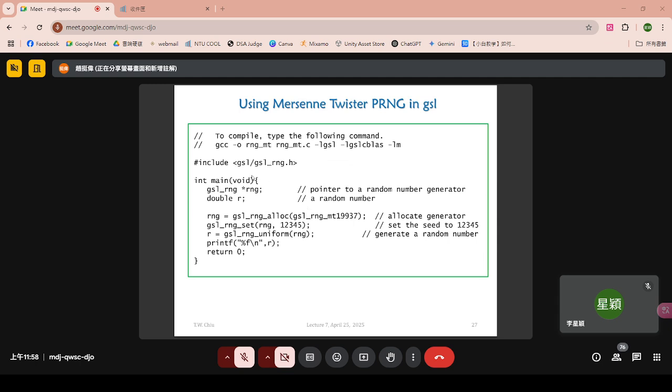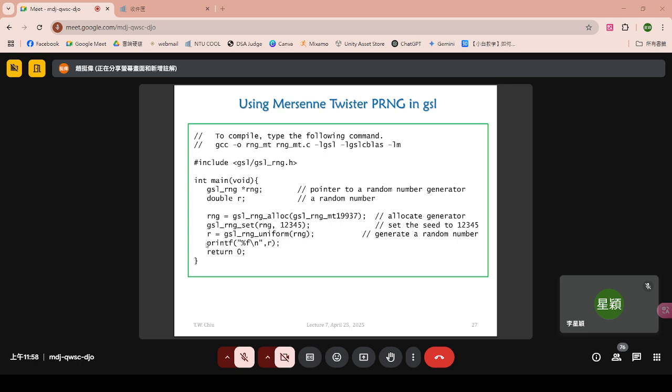So you have to set up a pointer to the random number generator, and then R is a random number. So you have to allocate this generator. Then first set the seed. The seed can be anything. I just use 1, 2, 3, 4, 5, or you can use any different number, even 0. It doesn't matter.